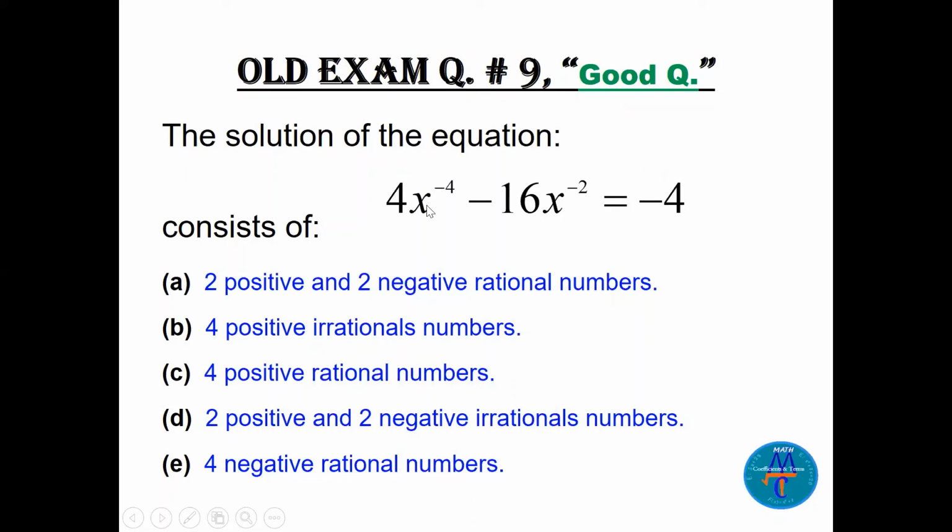The solutions now, this is an equation, 4x to the power minus 4 minus 16 x to the power minus 2 is equal to minus 4. This is also multiple choice, A, B, C, D, E. You have to read carefully. The solution of this equation consists of 2 positive, 2 negative rational numbers, 4 positive irrational numbers, 4 positive rational numbers, 2 positive, 2 negative irrational numbers, 4 negative rational numbers.